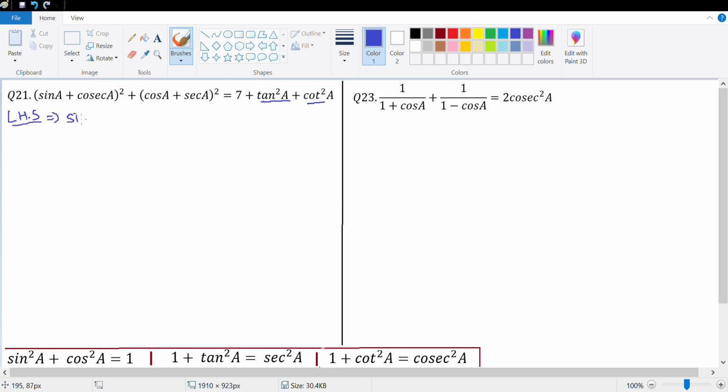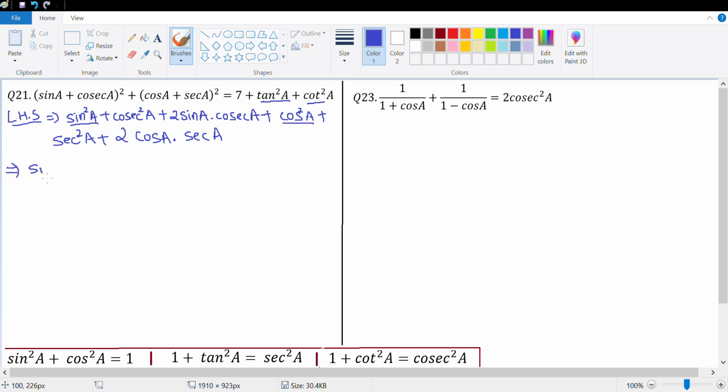So this becomes sine square a plus cosec square a plus 2 sine a into cosec a plus cos square a plus sec square a plus 2 times cos a into sec a. Let's see what we get. I have a sine square a and I have a cos square a. So let's write them together because I know this will give me 1. So this is sine square a plus cos square a. These two terms are gone.